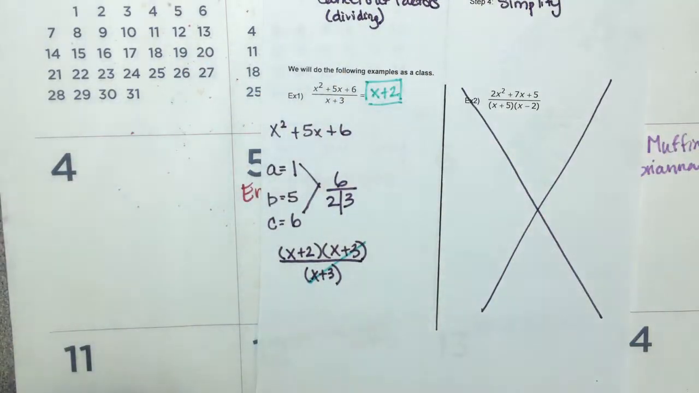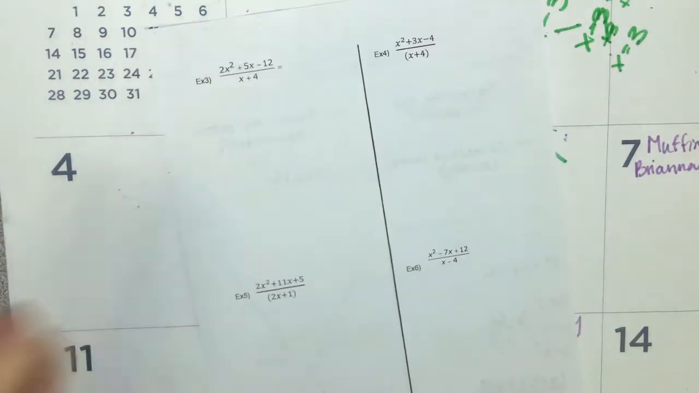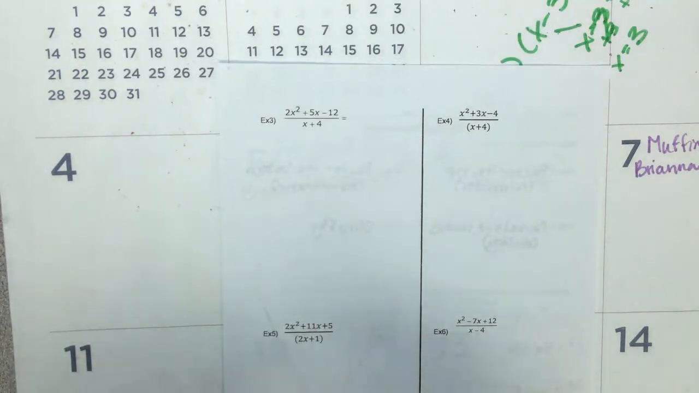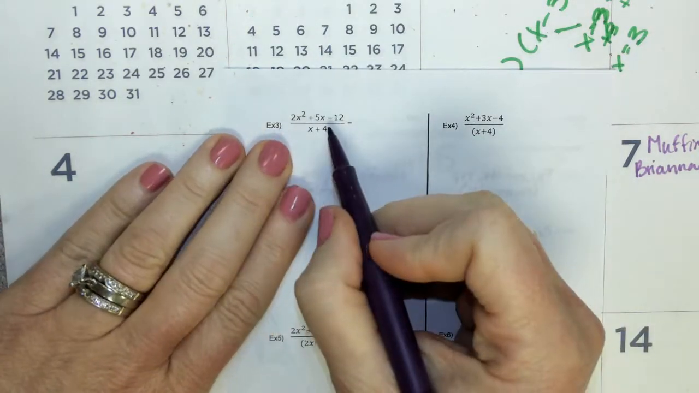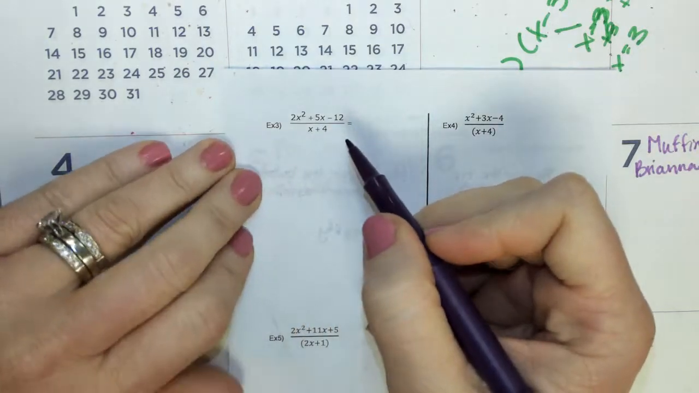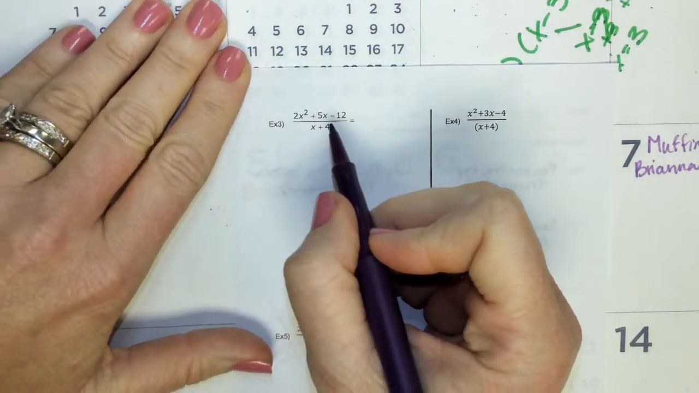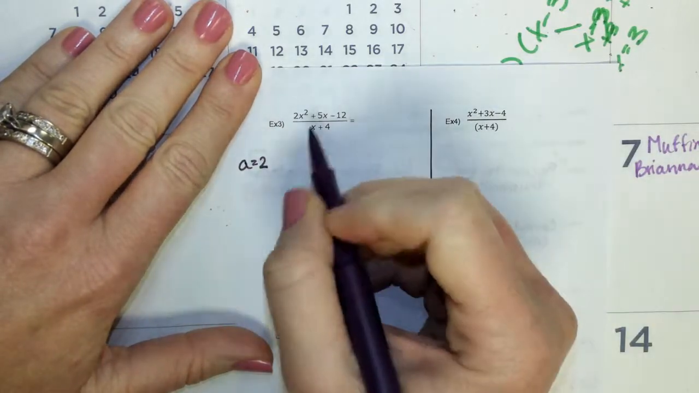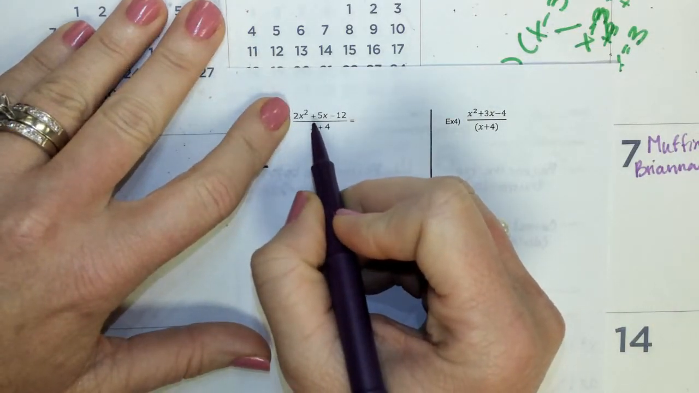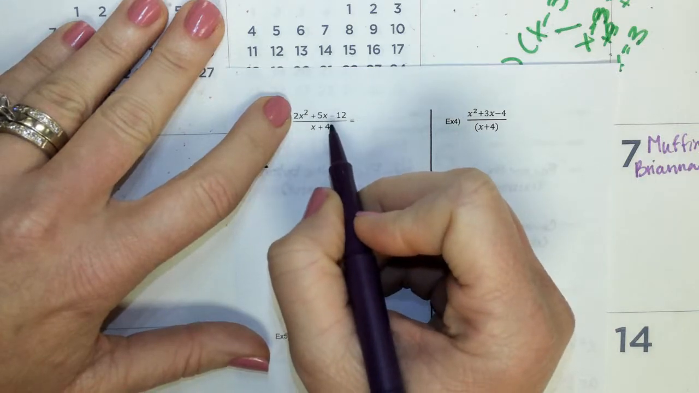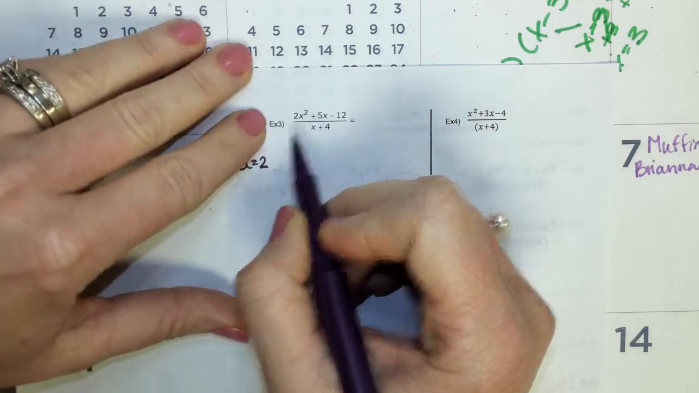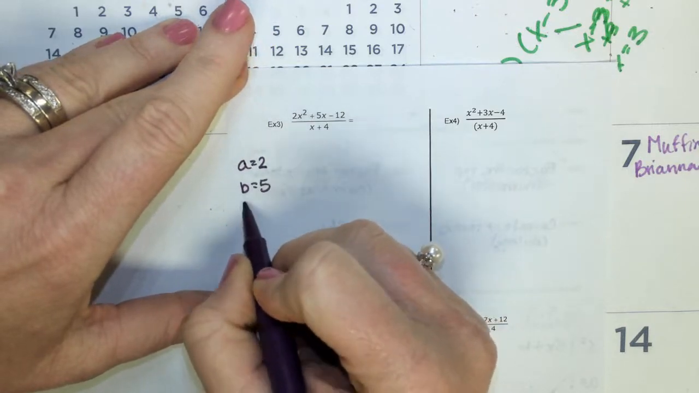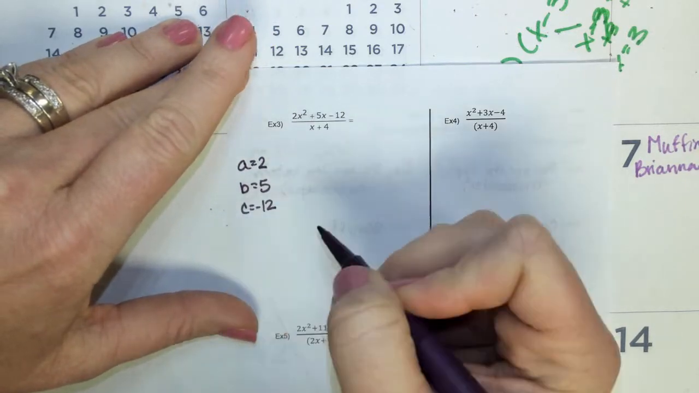Okay, now flipping over to the back side. All right, so for example 3, we have 2x squared plus 5x minus 12 divided by x plus 4. So again, I'm going to start with step 1, where we're going to factor the top. So we have a equals 2, and I guess I should say I do not have a greatest common factor other than 1, so my equation will stay the same. So again, a equals 2, b equals 5, and c equals negative 12.